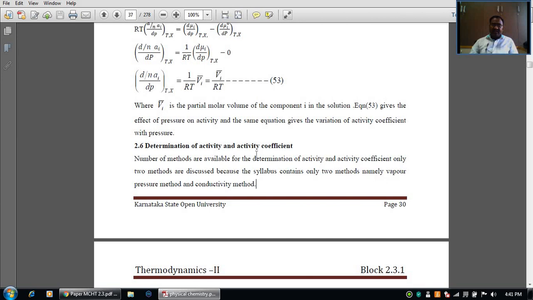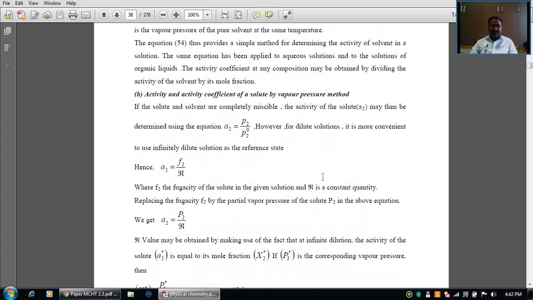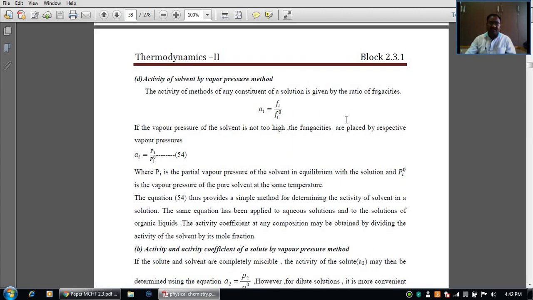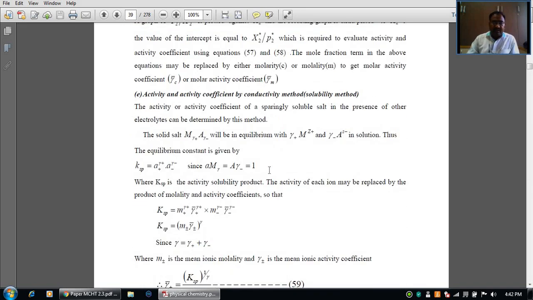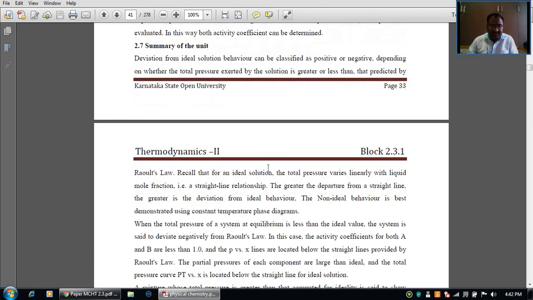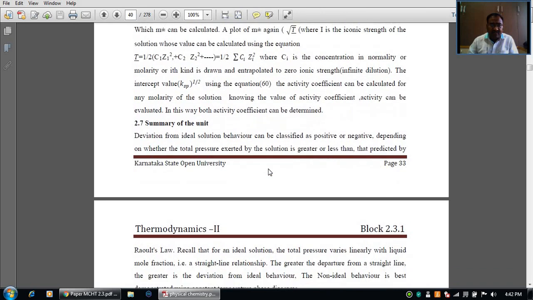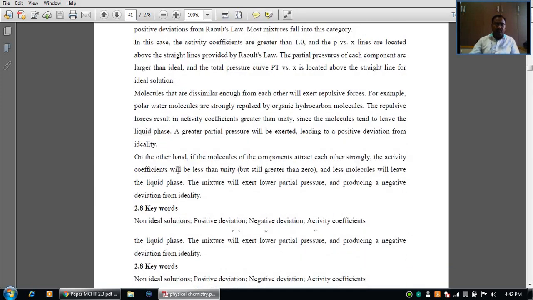Next, determination of activity and activity coefficient by the vapor pressure method. The activity and activity coefficient of a solute by the vapor pressure method, with solute and solvent both being dependent. In this unit, these concepts are very important in unit 2.